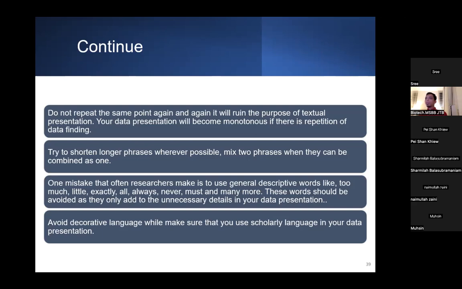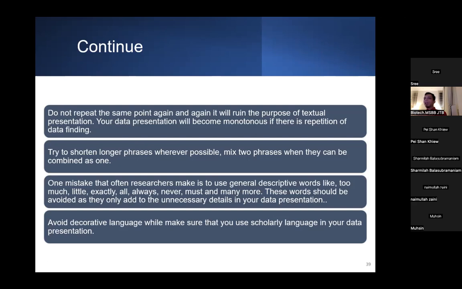So try to shorten longer phrases where possible. If a sentence is too long with a lot of points inside, try to simplify it or make it into several sentences.